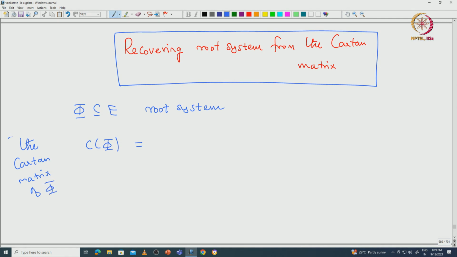When we say Cartan matrix, it is already assumed that it is coming from some root system phi. It is a positive definite matrix defined to be the Cartan integers of alpha i, alpha j, and this is an L by L matrix where i, j vary over L. So, let us say we know all these Cartan integers, and then we want to reconstruct the entire root system.